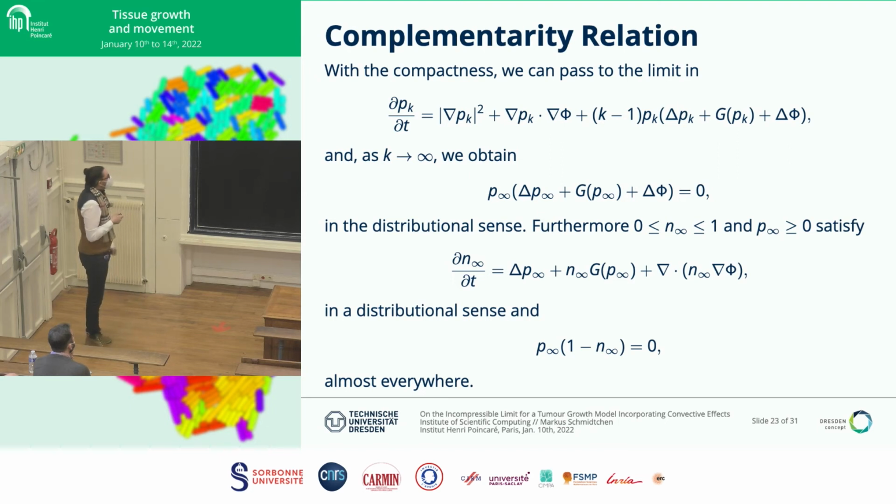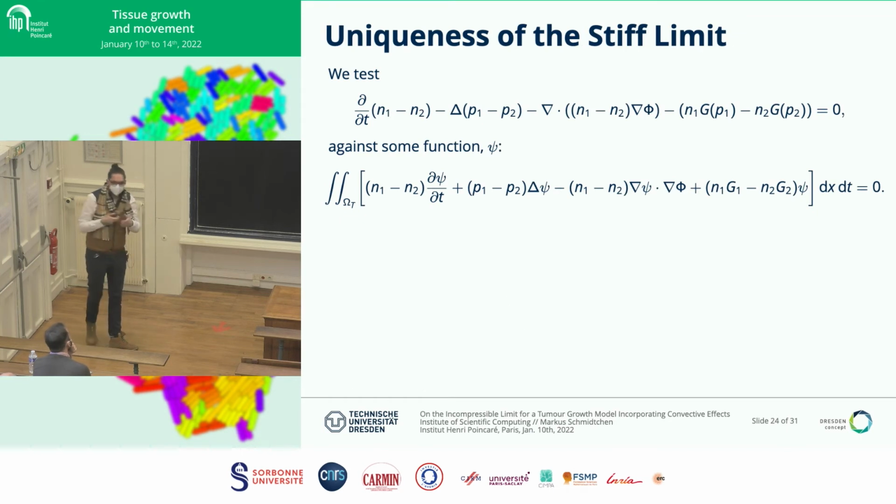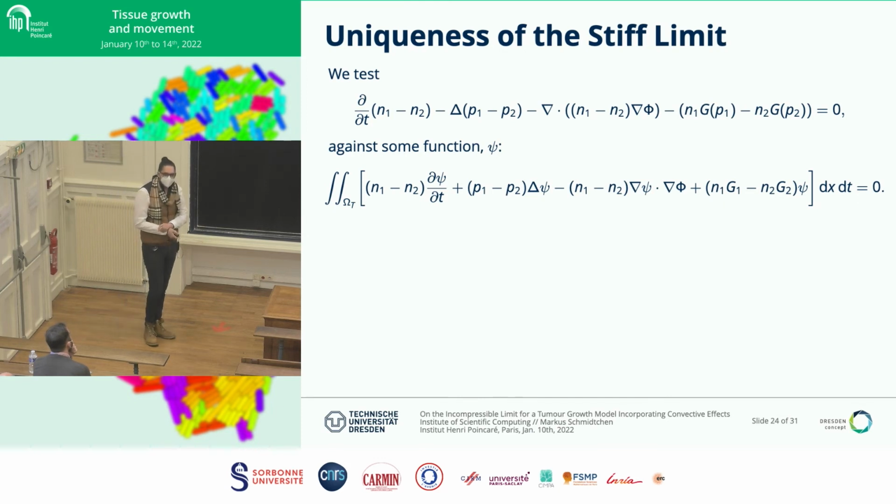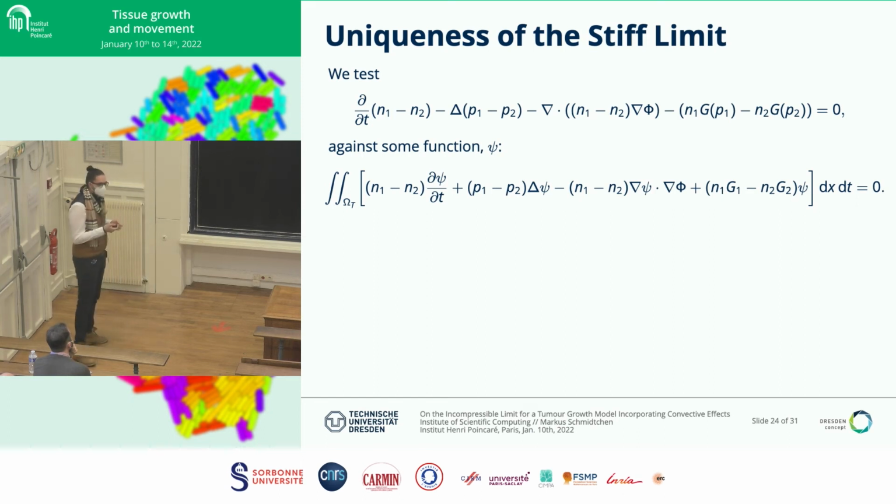And so what is more, we can show also that the limiting density stays between 0 and 1, and we can pass to the limit in the equation for the density, and we have the second complementarity relation. And the final thing that we need to show is that the limit is unique, right? This is the only thing that we claimed and haven't shown yet. And so to this end, we use a strategy that was already introduced in the paper by Perthame, Quirós, and Vázquez, and we adapted it to incorporate drifts.